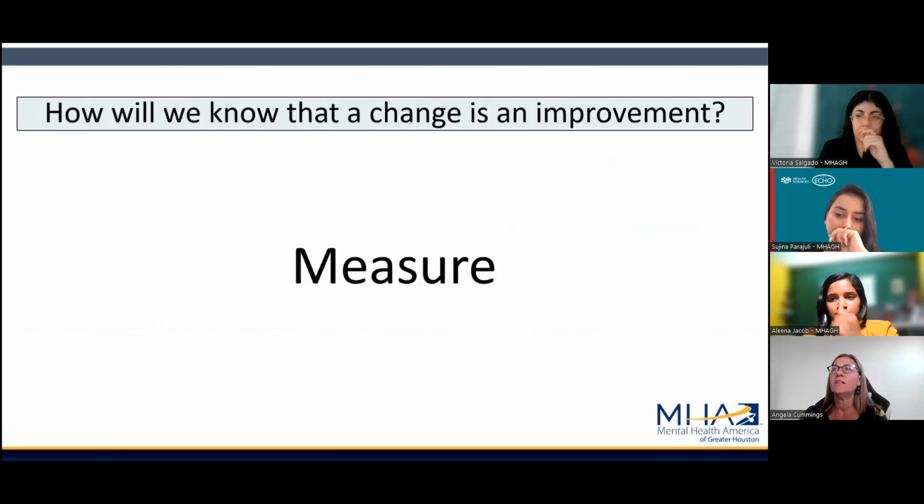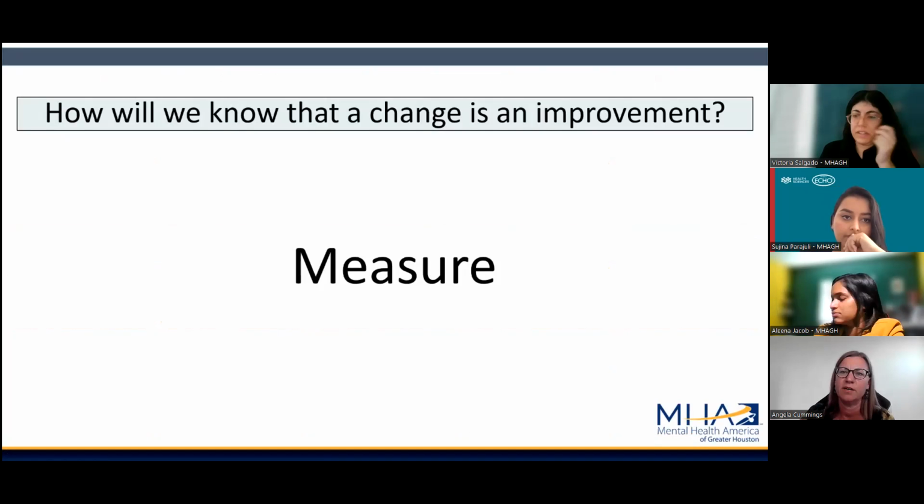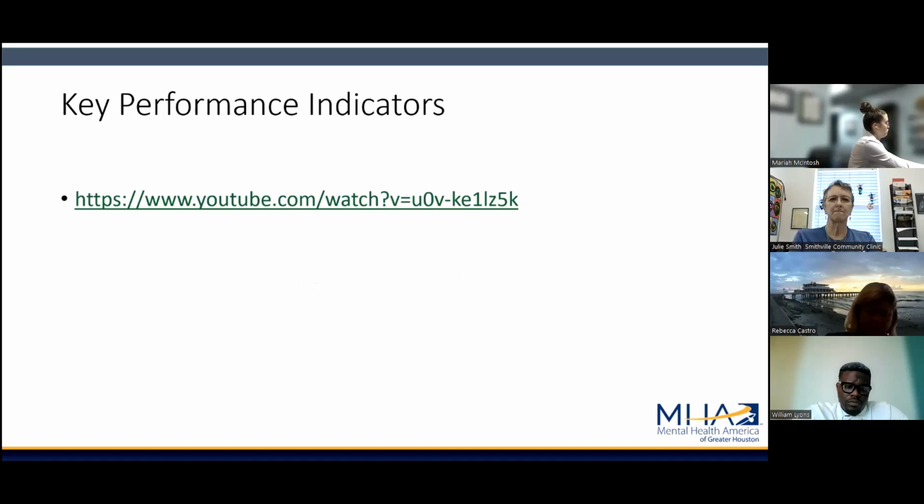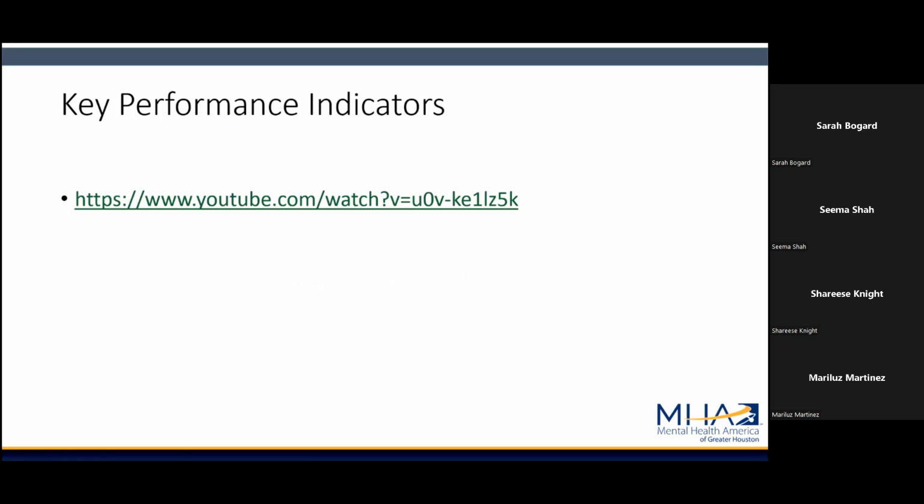And so if you're making those changes, how are you going to know that a change is an improvement? Well, we have to measure it, right? And unfortunately, if it's not measured, then you can't necessarily claim that you have made progress, because you're going to have to be able to show that. And I'm going to attempt to show you all a video here that talks about key performance indicators.